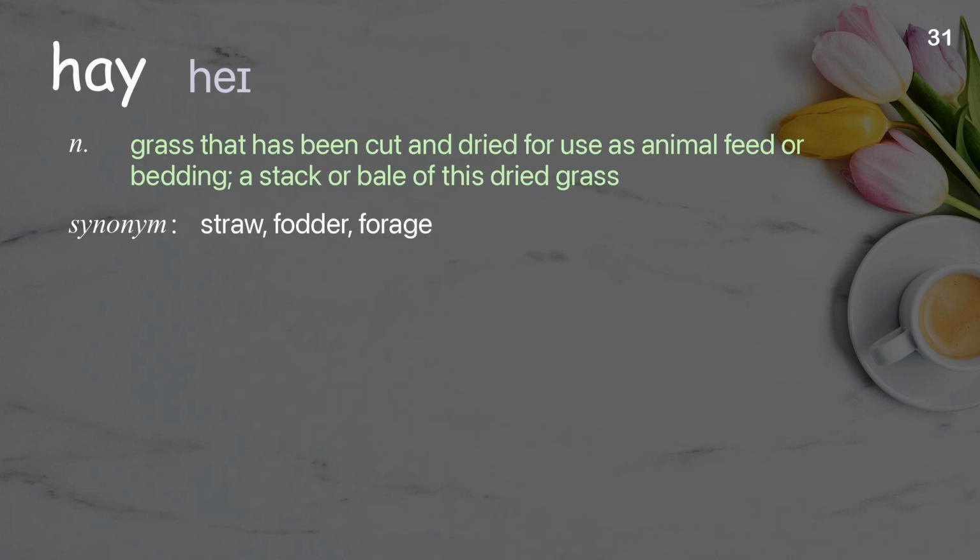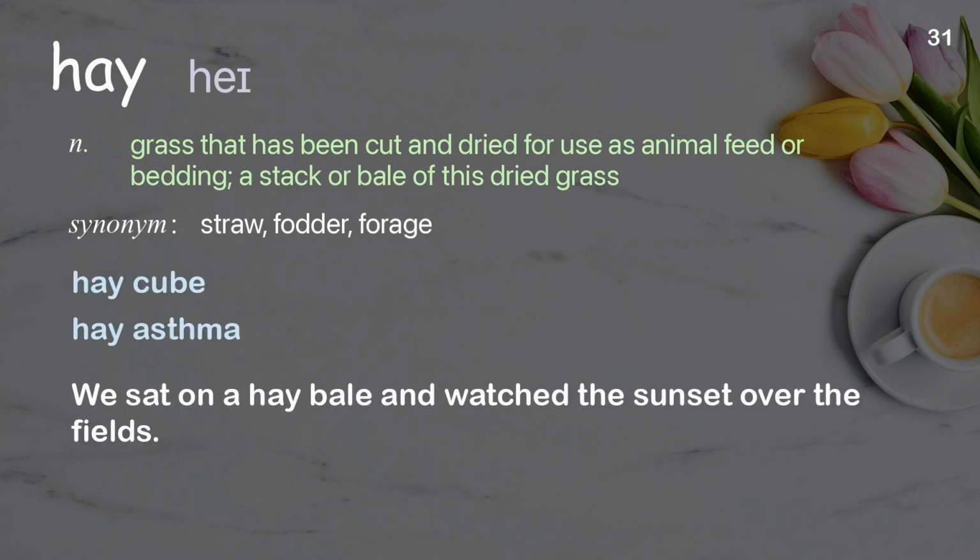Hay. Grass that has been cut and dried for use as animal feed or bedding, a stack or bale of this dried grass. Examples: Hay cube, hay asthma. We sat on a hay bale and watched the sunset over the fields.